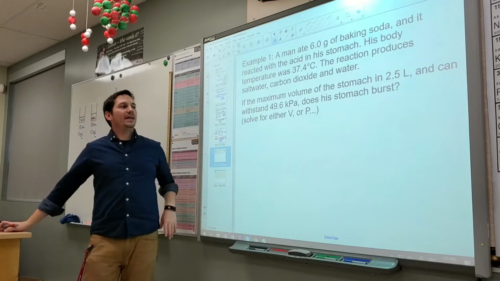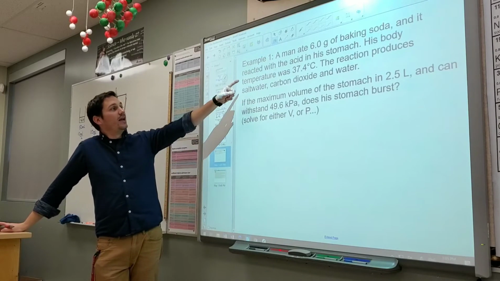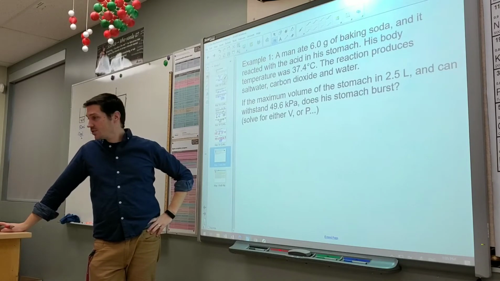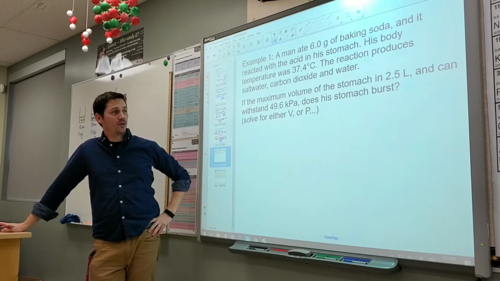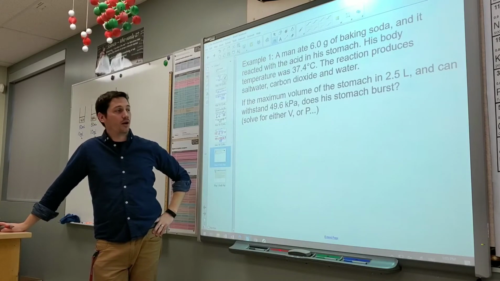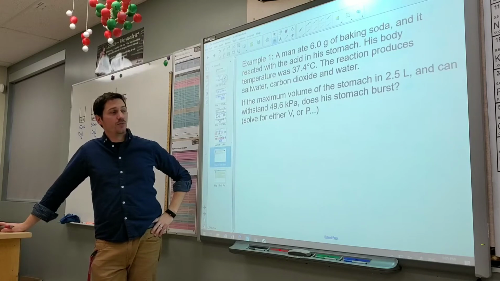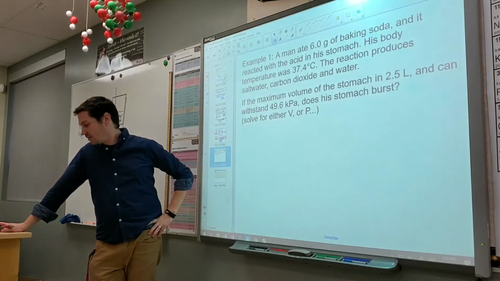Okay, example number 1. An individual ate 6 grams of baking soda. I don't know why you would do that. Whatever, seems stupid, but that's fine. And it reacted with the acid in his stomach. His body temperature was 37.4 degrees Celsius. The reaction produces salt water, carbon dioxide, and water. If the maximum volume of his stomach is 2.5 liters and it can withstand a pressure of 49.6 kilopascals, does his stomach burst?